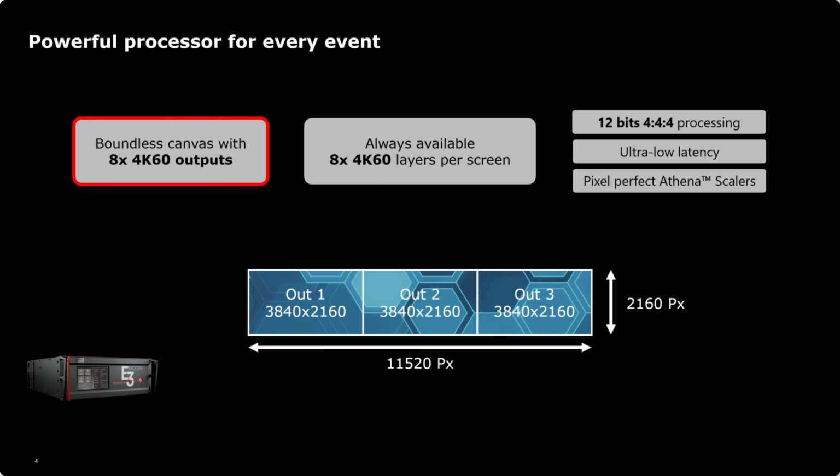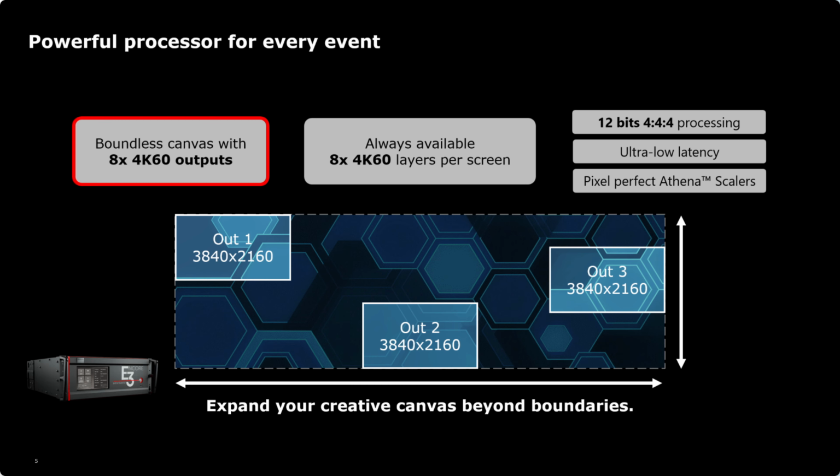Let's jump right into some examples by looking at this first one. Here we have a destination. It's 11,520 by 2160. It's comprised of 3 outputs at 3840 by 2160 apiece. Now, with our Boundless Canvas thought process, we can expand that canvas and separate our outputs to create canvas or mullions between the physical outputs, all represented seamlessly inside of the software.